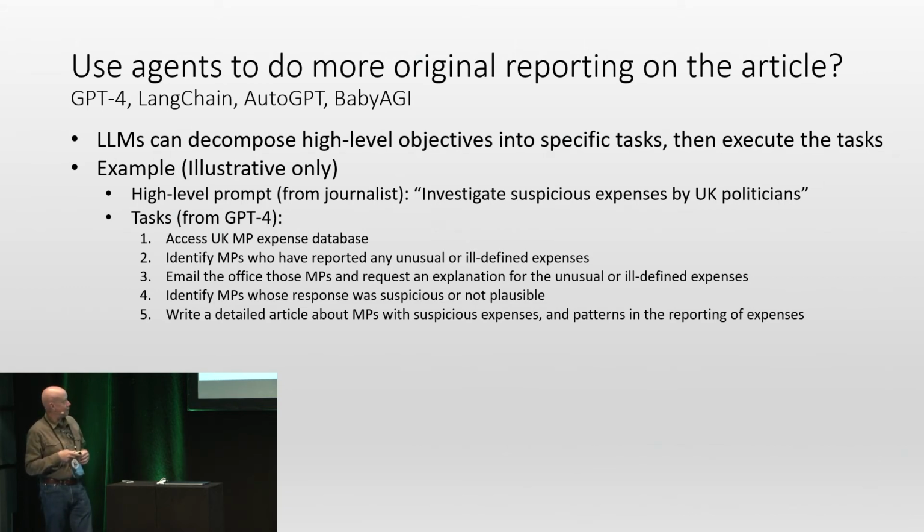And then for the MPs that it finds suspicious expenses, maybe email the MPs and ask for an explanation, and then evaluate responses, and then write an article about suspicious expenses or MPs without a valid excuse for their suspicious expenses, something like that. So you might recognize this. This is the Guardian's expenses investigation from about 10 or 12 years ago, which they had to crowdsource. But I think this is absolutely possible using agents. I've done very simple versions of this.